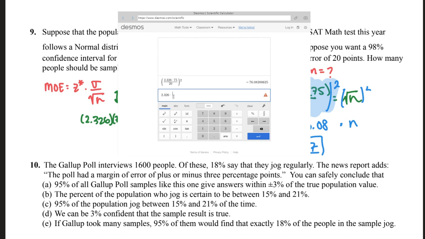Times the standard deviation, which is 75, over the square root of our sample size, which we were saying is 77. So that gives us a margin of error of just under 20 points. Notice that if we wrote 76 on this, let's just see what that looks like. That would give us a margin of error right above 20, which is what we don't want. We want our margin of error to be under 20 points.